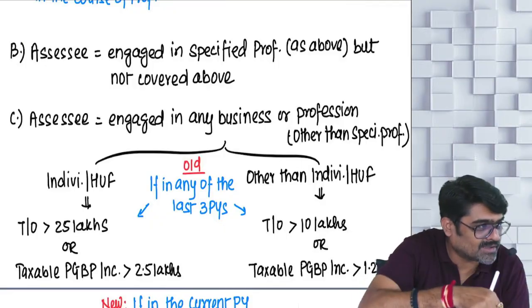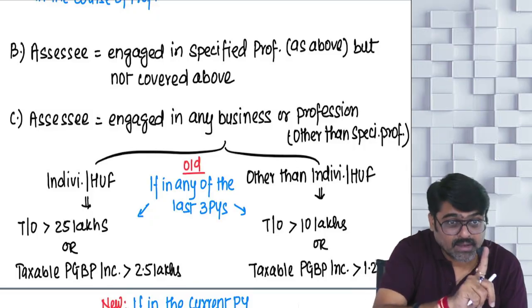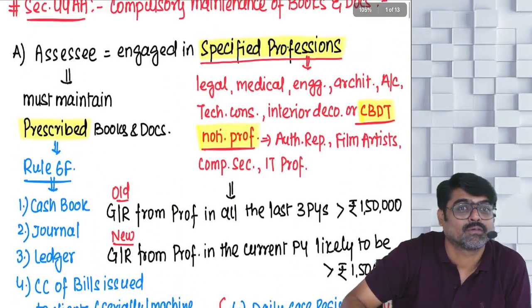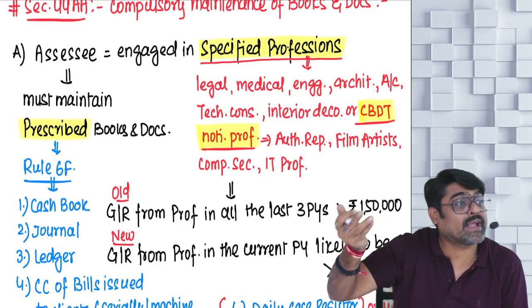You are also compulsorily required to maintain the books and documents. But wait, now you are not going to maintain the prescribed books. Prescribed books are only if you are covered in point number 1. But are you getting covered in point number 1?